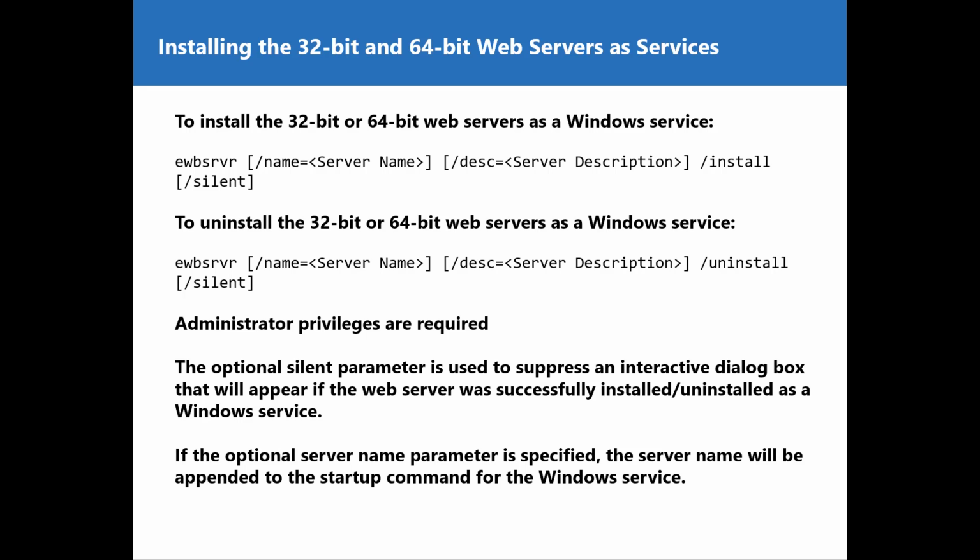To uninstall either the 32-bit or 64-bit web server, you would basically do the same thing, but instead of /install, you would use /uninstall. Now, administrator privileges are required here, otherwise you'll get a Windows error 5 or access denied error. So just make sure that if you're running this from a command line, you are running it from an administrator command line.